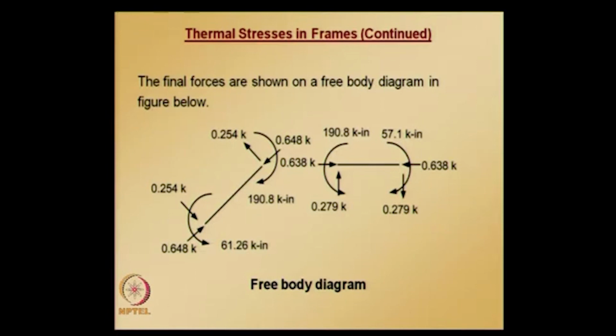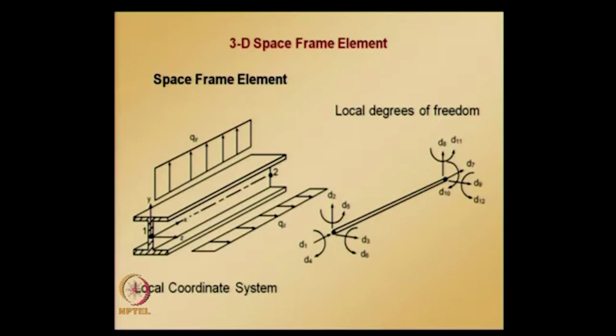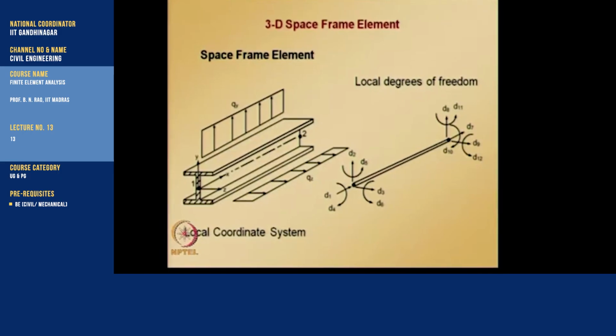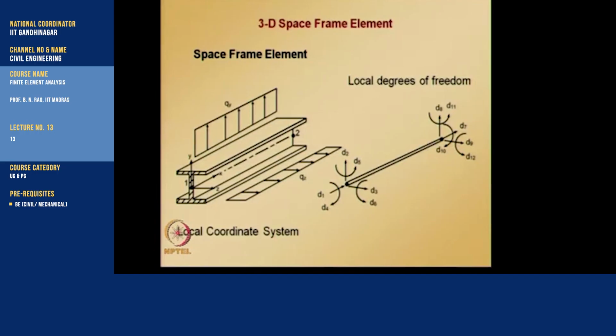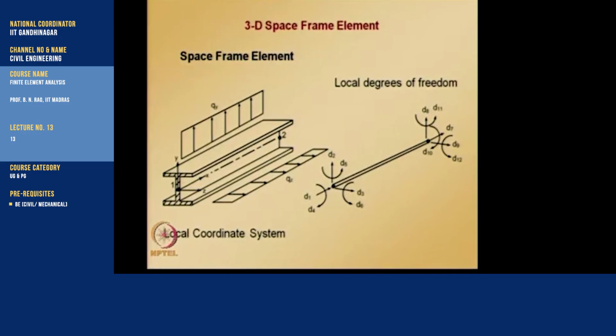We have seen here 2D plane frames both subjected to uniformly distributed load and subjected to the temperature changes. And now let us move forward and look at the 3D space frame element. The plane frame element can be generalized to analyze space frame structures. The local coordinate system for space frame element is chosen such that member is located along local x axis. You can see in the figure the member is located along local x axis, and principal axes of its cross section are oriented along y and z axis.